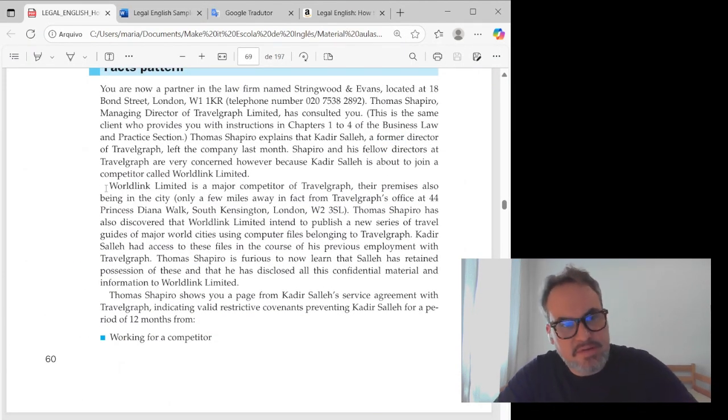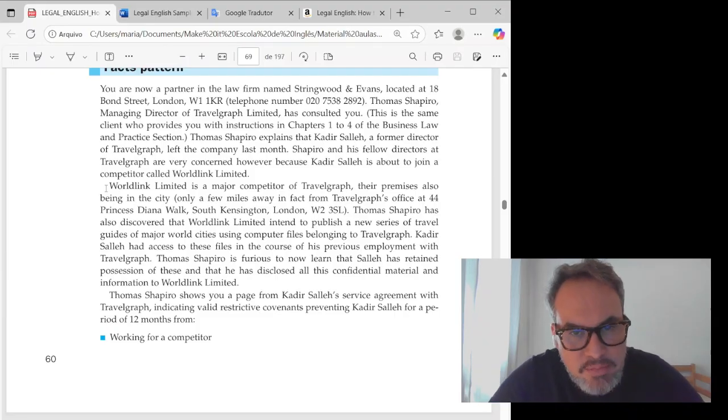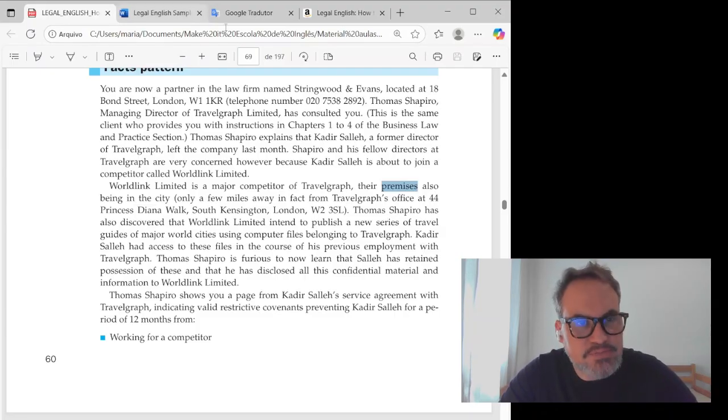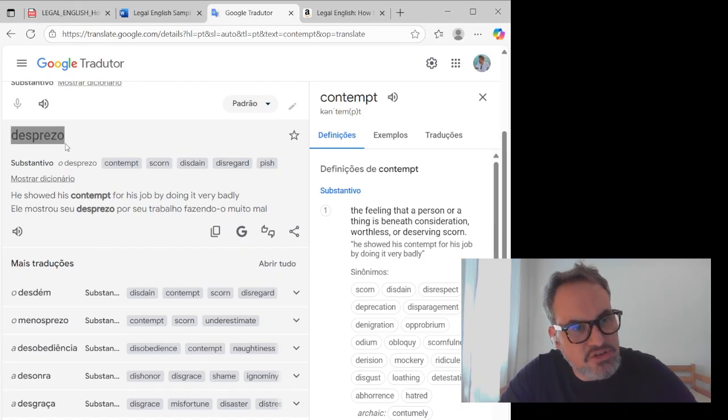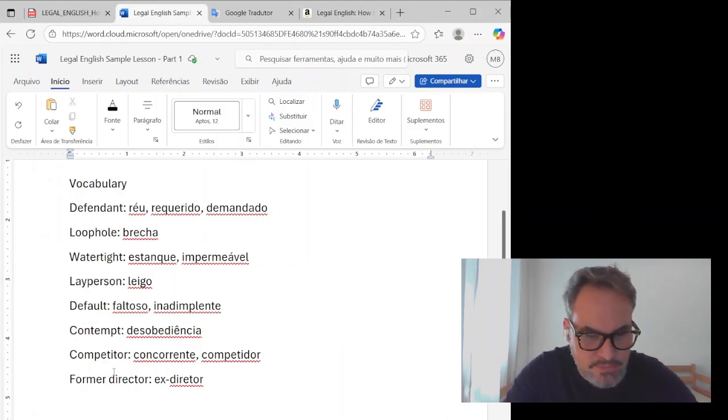WorldLink Limited, the competitor, is a major competitor of Travel Graph. Their premises are also in the city, only a few miles away, in fact, from Travel Graph's office. This is an interesting word here. We can also search. The premises is the offices. The office of a company. Let's go to the translator here just to check. I would translate it as instalações. Let's go.